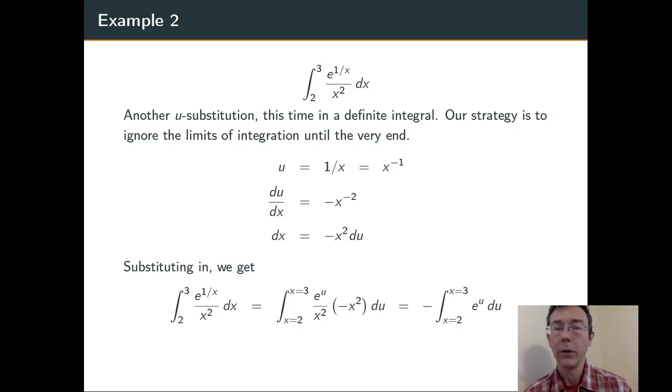Notice that I wrote x equals 2 and x equals 3 for the limits of integration. I want to keep straight that those are x values, not u values. When I substitute in after anti-differentiating, I want to make sure I plug those in for x, never for u. The antiderivative here is super easy. When I anti-differentiate e to the u, I just get e to the u. Before I plug in the limits of integration, I take out the u and replace it with 1 over x. And then finally, plug in x equals 3 and x equals 2 to get the answer. e to the 1/2 minus e to the 1/3.